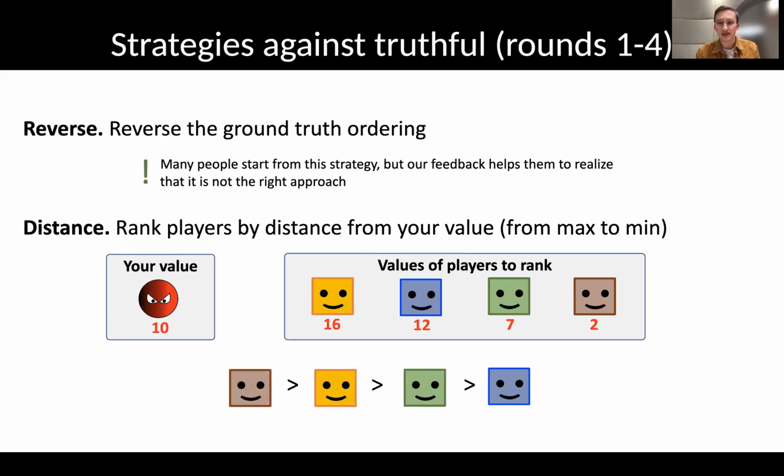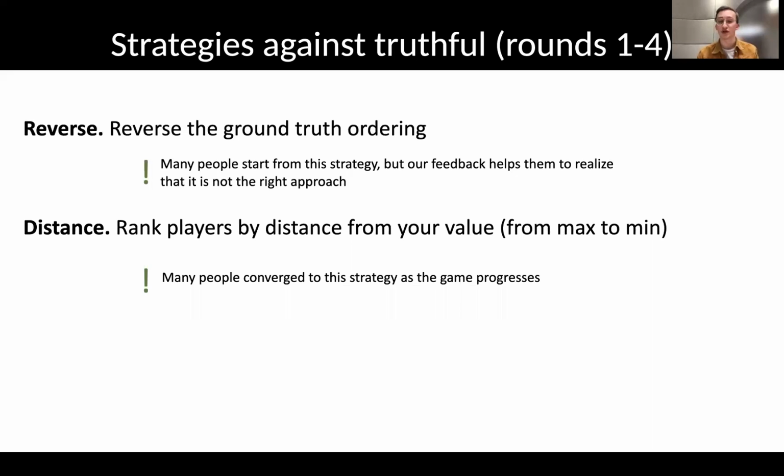So the idea of this strategy is to find the closest competitor, so one who either can overcome you or who you have some chances to overcome, and put them at the last place, and then proceed until everyone is ranked. There were some other strategies which people used, but they're kind of esoteric, so I'm not going to discuss them. This is the strategy that most people converged to as the game progressed to round 4.